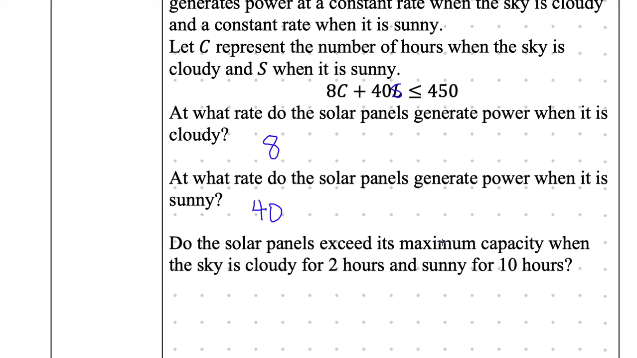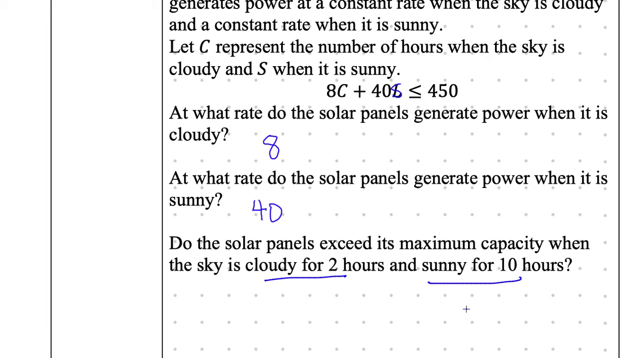What does that even mean? Can you even interpret the question? All right, I feel like that's enough time to think. Esha, yeah. Well, it's basically asking if the solar panels ever exceed capacity when it's 2 hours cloudy and 10 hours of sunniness, and we're supposed to figure this out. We're supposed to somehow use this inequality, interpret that inequality with this information: cloudy 2 hours, sunny 10 hours. Do you see any connection between those and the inequality? Oh yeah.